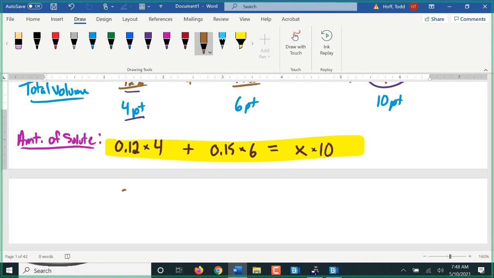0.12 times 4, or 0.48. 0.15 times 6 is 0.9. x times 10 is 10x.